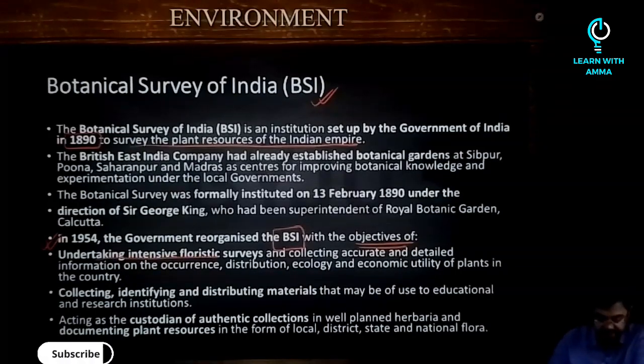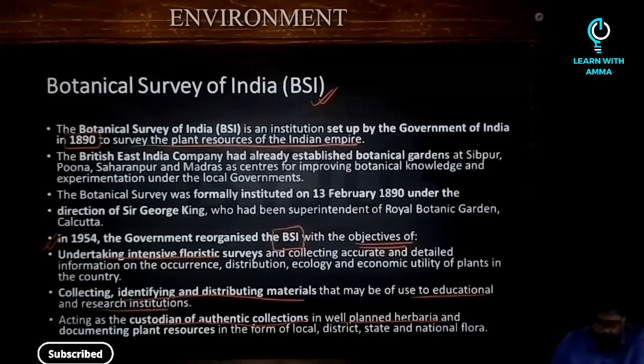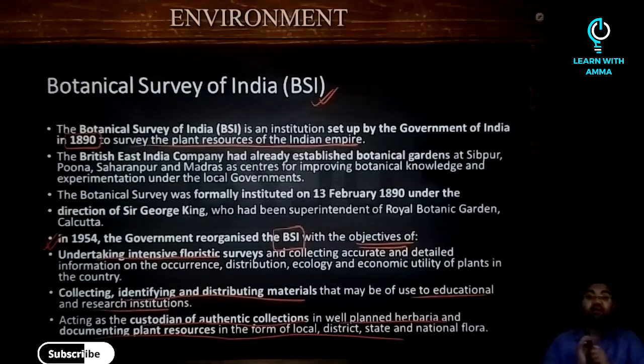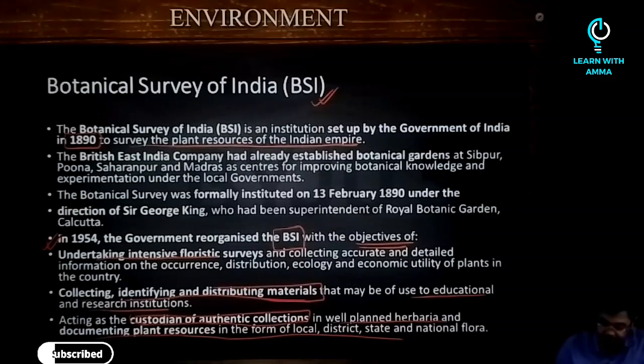First, undertaking intensive floristic surveys, then collecting, identifying and distributing the material that may be of use to educational and research institutions, and finally acting as the custodian of the authentic collections in well-planned herbaria and documenting plant resources in the form of local, district, state and national flora. So custodian of authentic collection, collecting, identifying and distributing the materials that would be of use in educational and research institutions, and finally undertaking intensive floristic surveys.